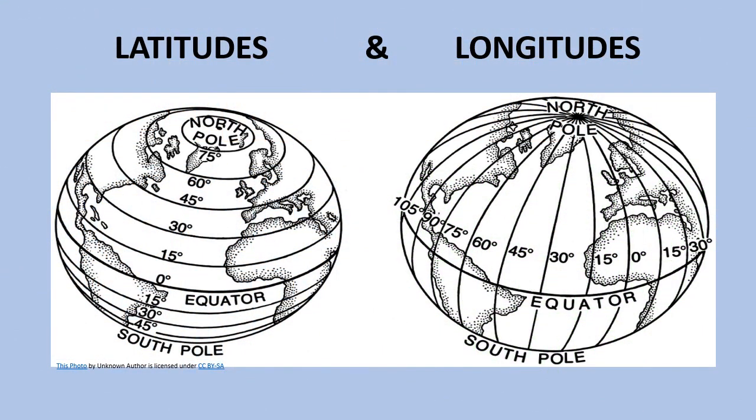Before we talk about the coordinates, let us revisit the topic of latitudes and longitudes. Now, first, we'll discuss Earth. What is the shape of our Earth? It is in the shape of an oblate spheroid. What is an oblate spheroid?